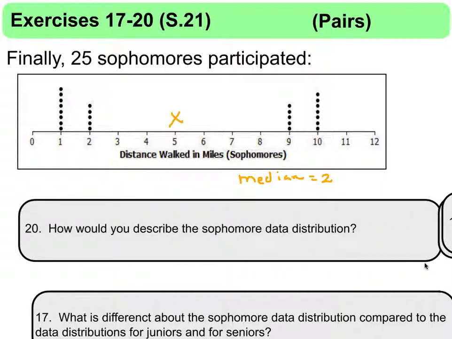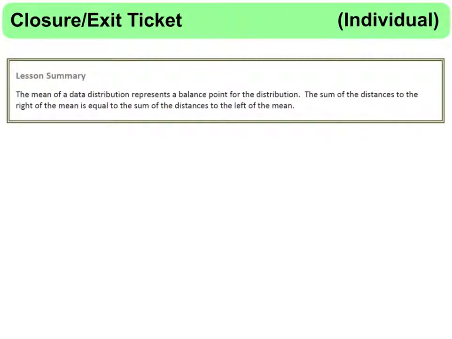And then question number 20, how would you describe the sophomore data distribution? Well, it's a U-shaped distribution. We have either a very low set of numbers or a very high set of numbers. Nothing was in the middle here. So the values are either small or large. The mean and median are not good indicators of this data, because very clearly the mean is not a good indicator of what a typical sophomore walked, and the median of 2, let's say right here, is also not a very good indicator of what the typical sophomore walked. So there are cases, as in this example, where neither one is really a good fit.